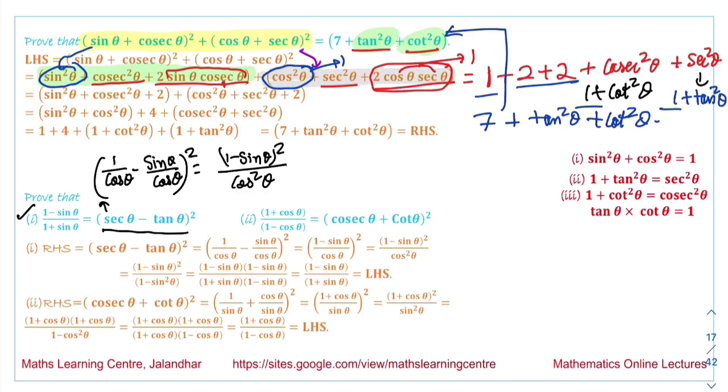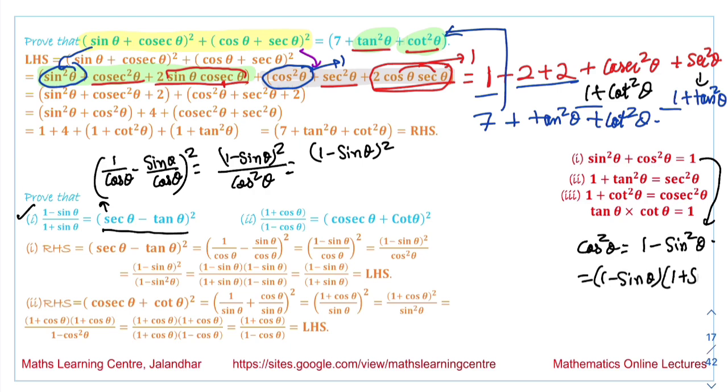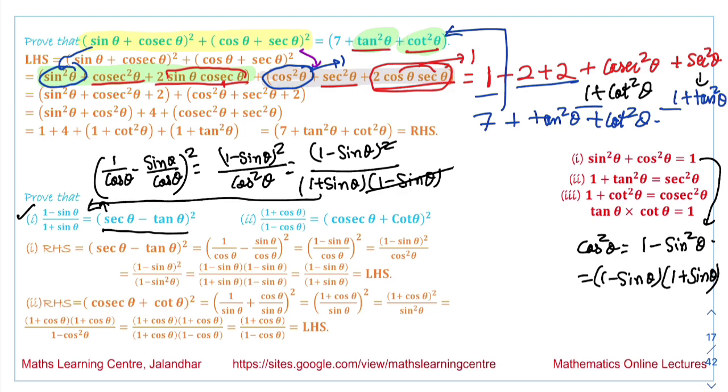over cos square theta. We can write cos square theta as 1 minus sin square theta. This is from our first identity, and this is equal to 1 minus sin theta into 1 plus sin theta. So the denominator we have is 1 plus sin theta into 1 minus sin theta. This 1 minus sin theta gets cancelled, and the answer we are left with is 1 minus sin theta over 1 plus sin theta.